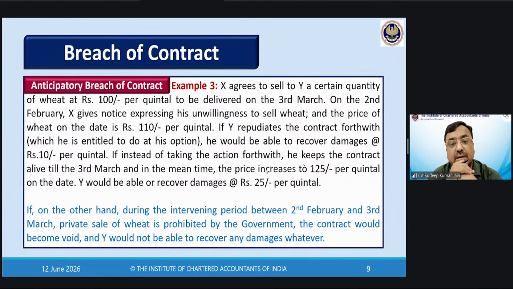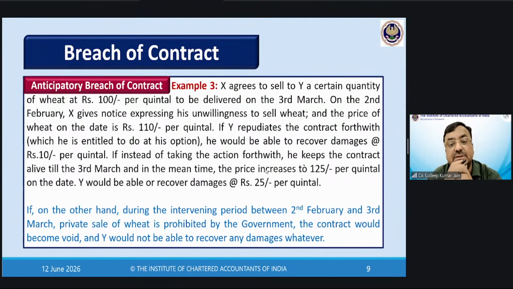Example 3. X agrees to sell to Y a certain quantity of wheat at rupees 100 per quintal to be delivered on the 3rd March. On 2nd February, X gives notice expressing his unwillingness to sell wheat, and the price of wheat on that date is rupees 110 per quintal. If Y repudiates the contract forthwith, which he is entitled to do at his option, he would be able to recover damages at rupees 10 per quintal.